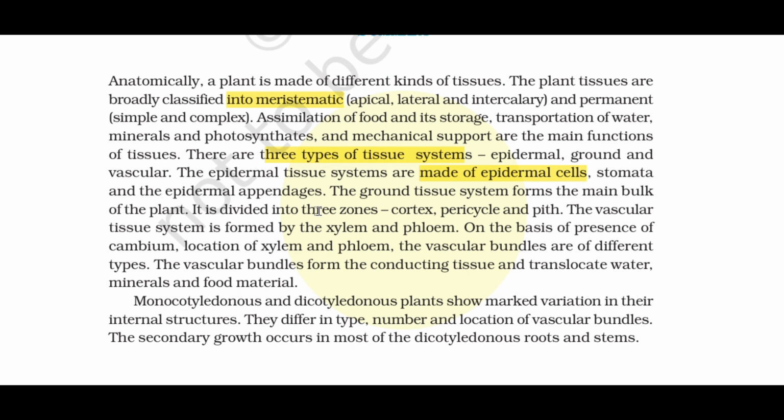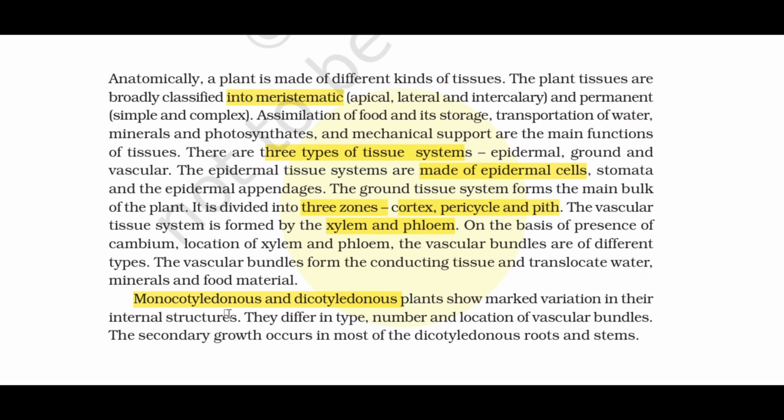The ground tissue system forms the main bulk of the plant. It is divided into three zones: cortex, pericycle, and pith. The vascular tissue system is formed by the xylem and phloem. On the basis of presence of cambium and location of xylem and phloem, the vascular bundles are of different types. The vascular bundles form the conducting tissue and translocate water, minerals, and food material. Monocotyledonous and dicotyledonous plants show marked variation in their internal structures. They differ in type, number, and location of vascular bundles. The secondary growth occurs in most of the dicotyledonous roots and stems.